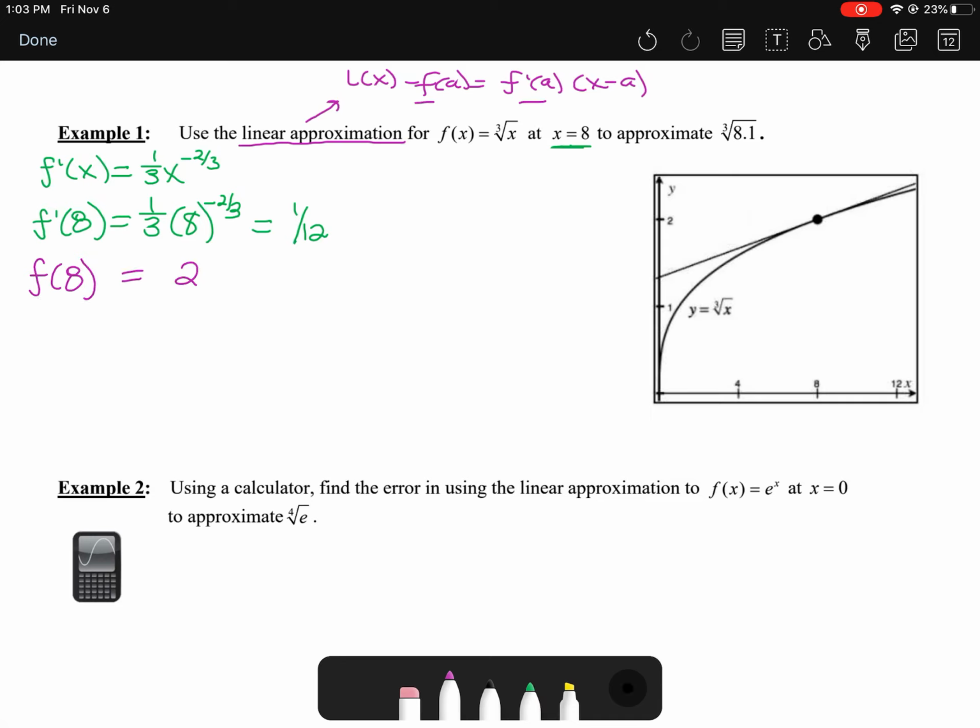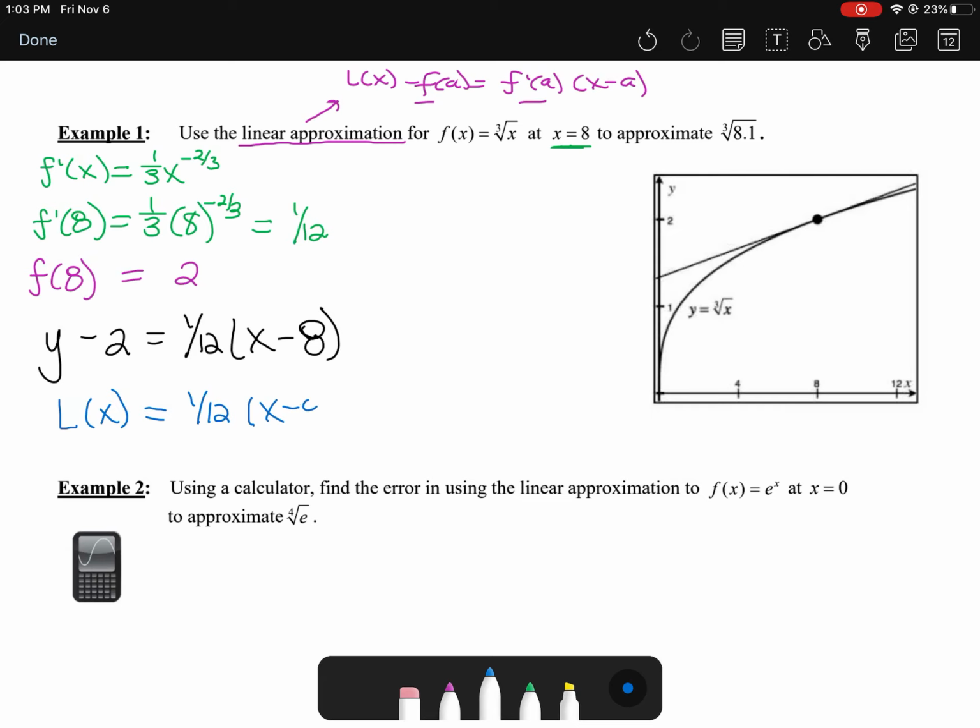So now I'm going to go ahead and write this equation. In point-slope form, y minus 2 equals my slope times x minus my value. Now if I were to rewrite this in terms of L of x, y is L of x, so I could say L of x is equal, solving for it myself, to 1/12 times x minus 8, plus 2.